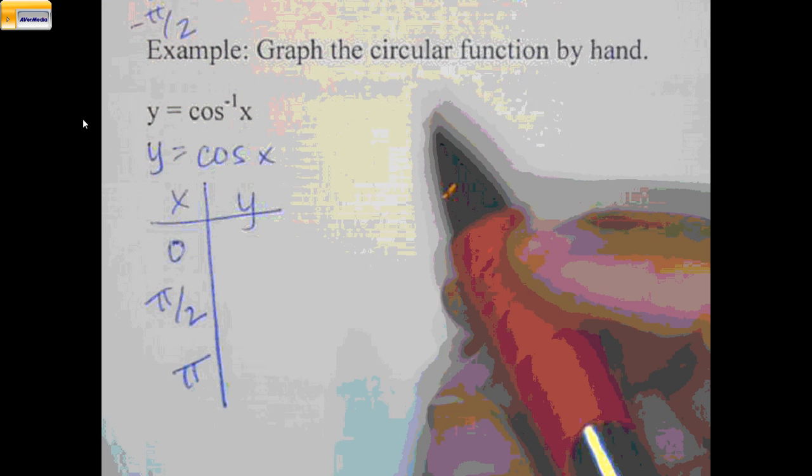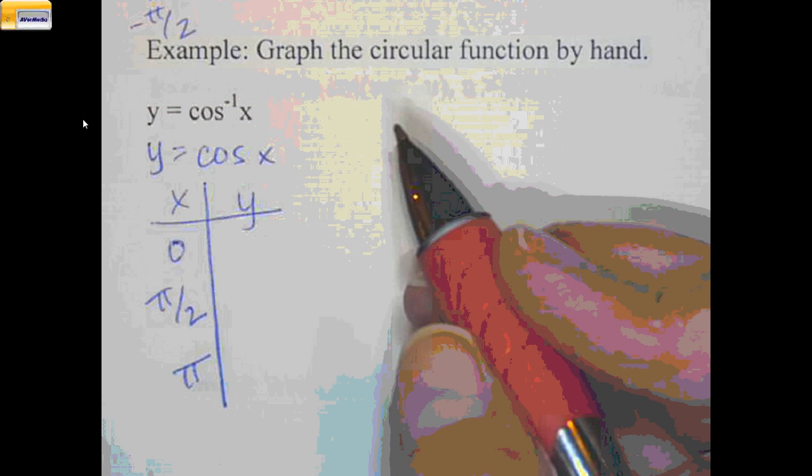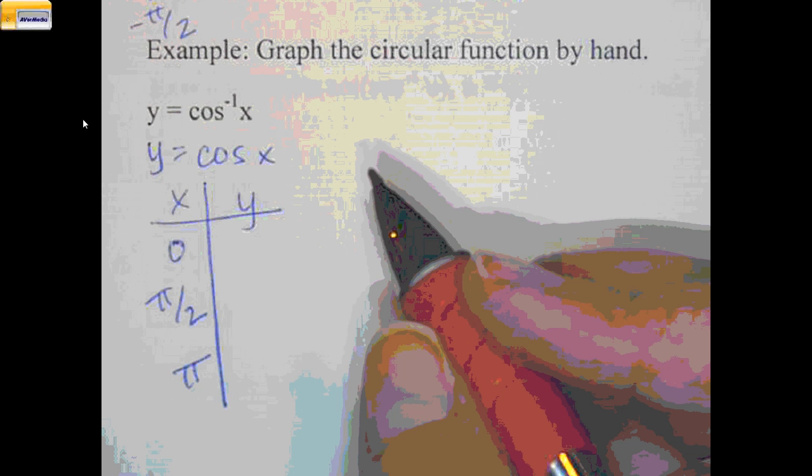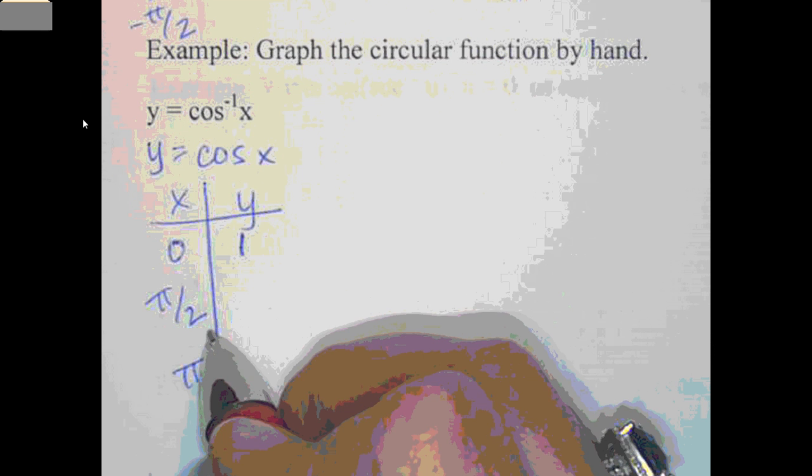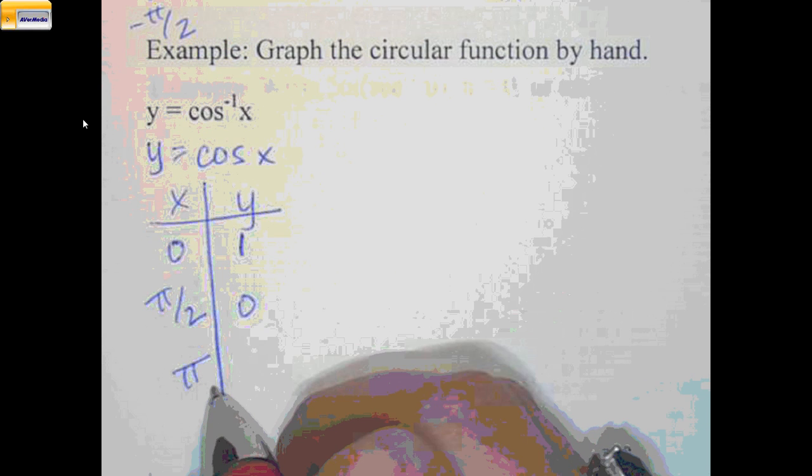Let's solve for y. Cosine of 0 is? What's the cosine of 0 degrees? 1, thank you. Cosine of pi over 2? 0. And cosine of pi? -1.